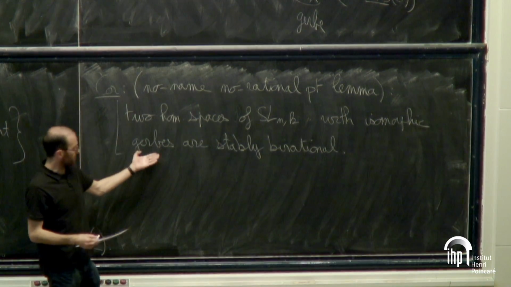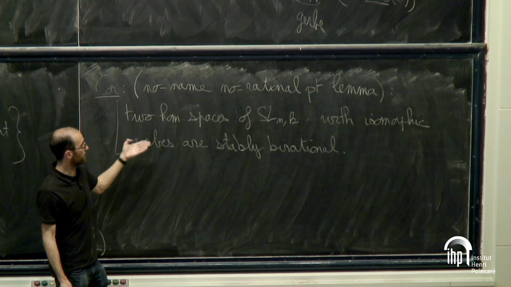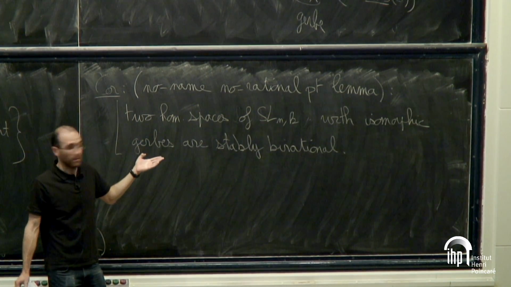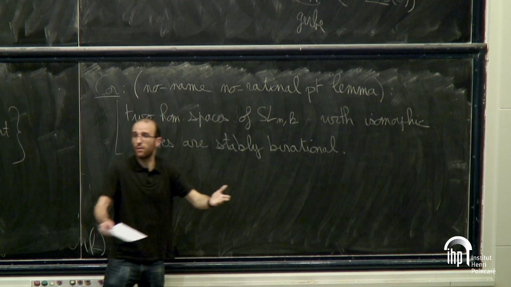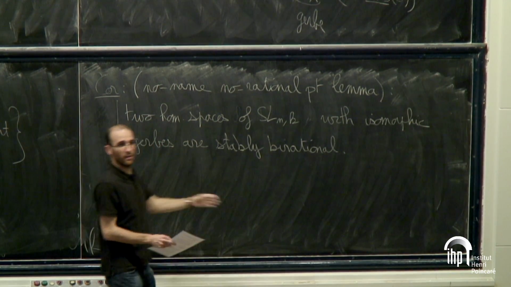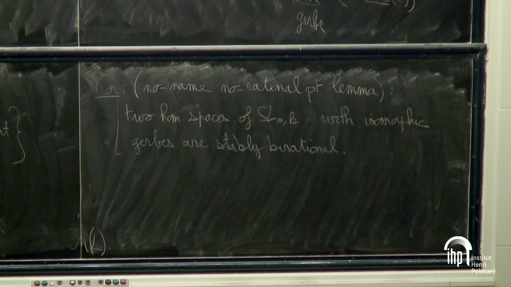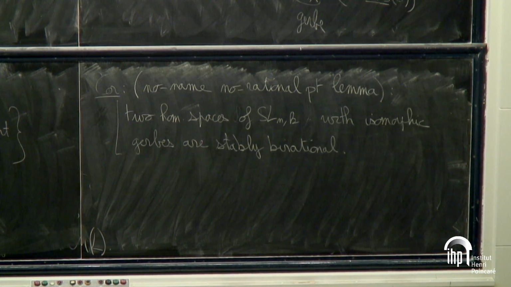So if this gerb is trivial, if it has a section over little k, then you get two homogeneous spaces of SLN with a rational point. So in fact, this is a classical no-name lemma. But here we get a birational isomorphism between varieties which do not necessarily have rational points in general if the gerb is non-trivial. So it's a funny consequence.